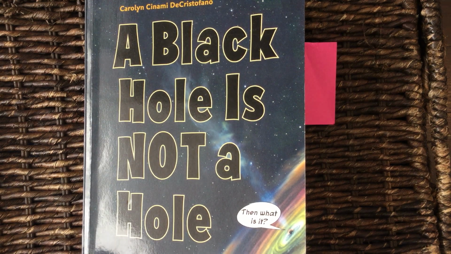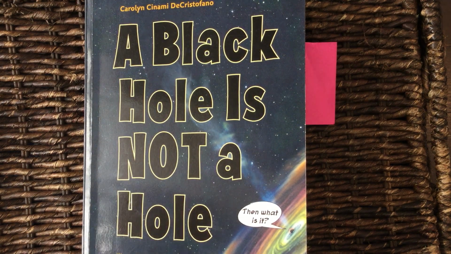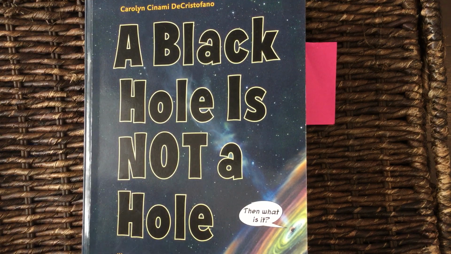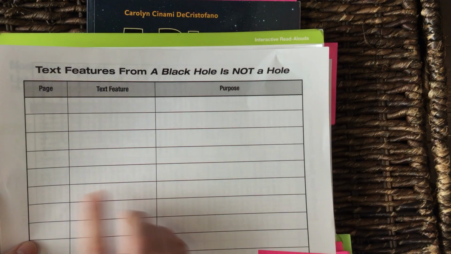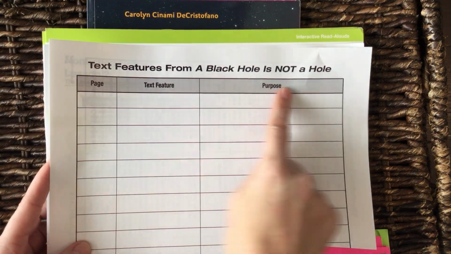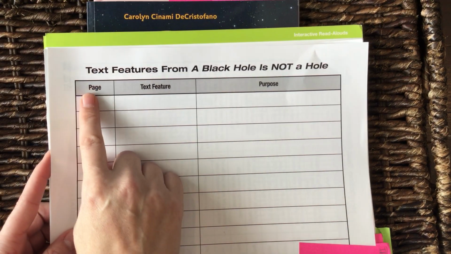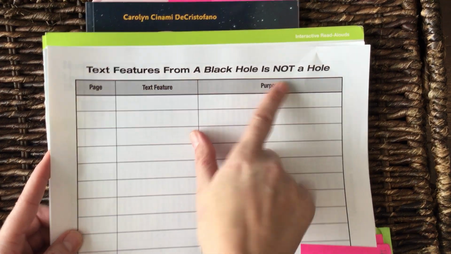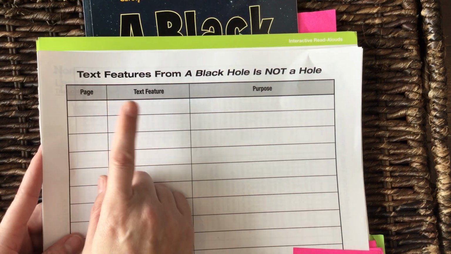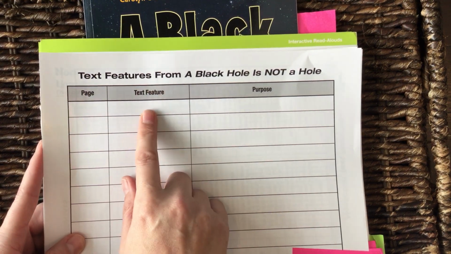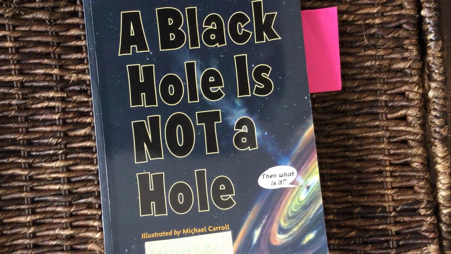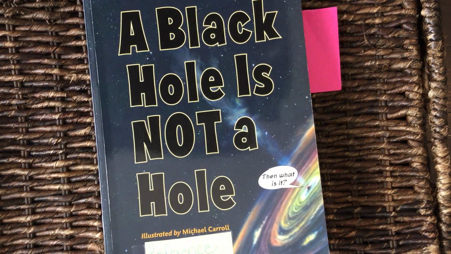Guys, today we're focusing on reference nonfiction. So the first thing I need to make sure that you all have created in your notebook is, and you don't have to draw the lines, you can just start with the top and then we'll number them as we go. You have, from that last page, we created this in our notebook, our text features from A Black Hole is Not a Hole. So we're going to be focusing on page number, text feature, and the purpose of each text feature. So make sure you have that right beside you and you have a pencil ready to go.